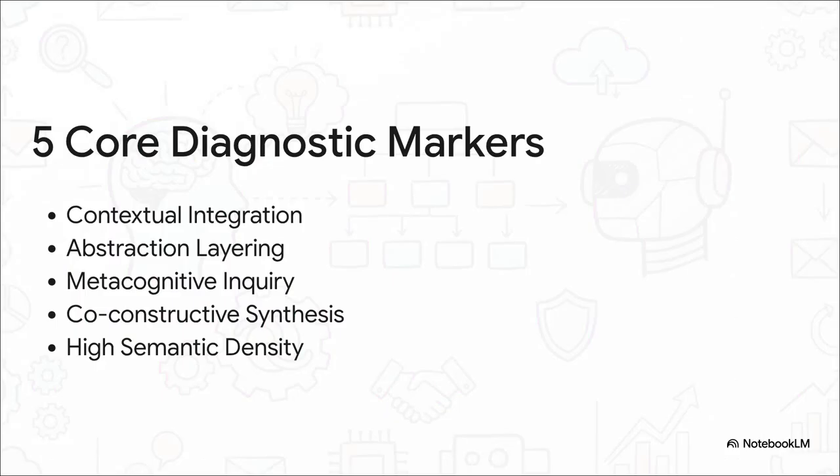So, how do you even spot an HCIP state out in the wild? Well, the framework gives us 5 core markers to look for. And here's the catch. All 5 have to be present at the exact same time. This means you need continuous context, you're building layers of abstraction, you're questioning the thinking process itself, you're creating new ideas together, and your conversation is just packed with meaning. Believe me, it's a really high bar to clear.